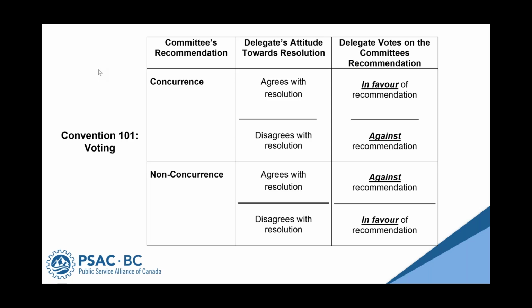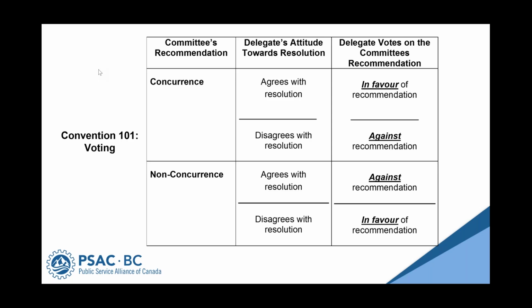And where it gets tricky is when there's recommendations of non-concurrence. If the committee has made a recommendation of non-concurrence in a resolution, they are saying, we think that this resolution should be rejected. But if you agree with the resolution, if you think it should be accepted, then in essence, you're disagreeing with the non-concurrent resolution, and as such, you would vote against the non-concurrent resolution recommendation.